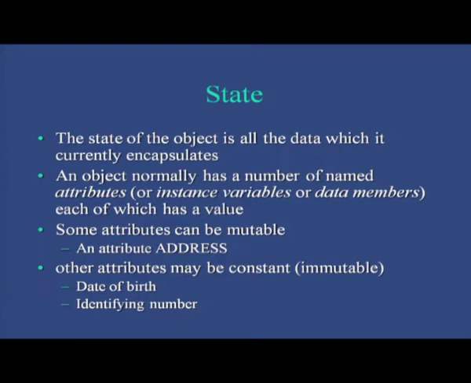An object normally has a number of named attributes or instance variables or data members, each of which has a value. Some attributes can be mutable, an attribute like address, other attributes may be constant. Essentially, as we progress, some attributes can be seen by everybody, some cannot be seen: public, private attributes.